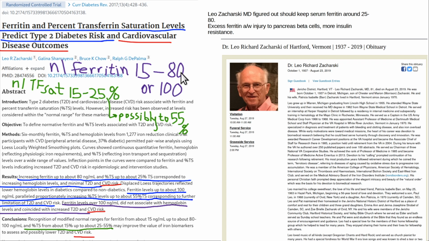You want to know that because you're going to check your serum ferritin to decide if you should donate blood or not, and how much blood you should donate or how often you should do it. So that's important to know. A desirable serum ferritin, sort of a perfect serum ferritin, would be between 25 to 80. There are some papers that even recommend keeping it below 50, 25 to 50.